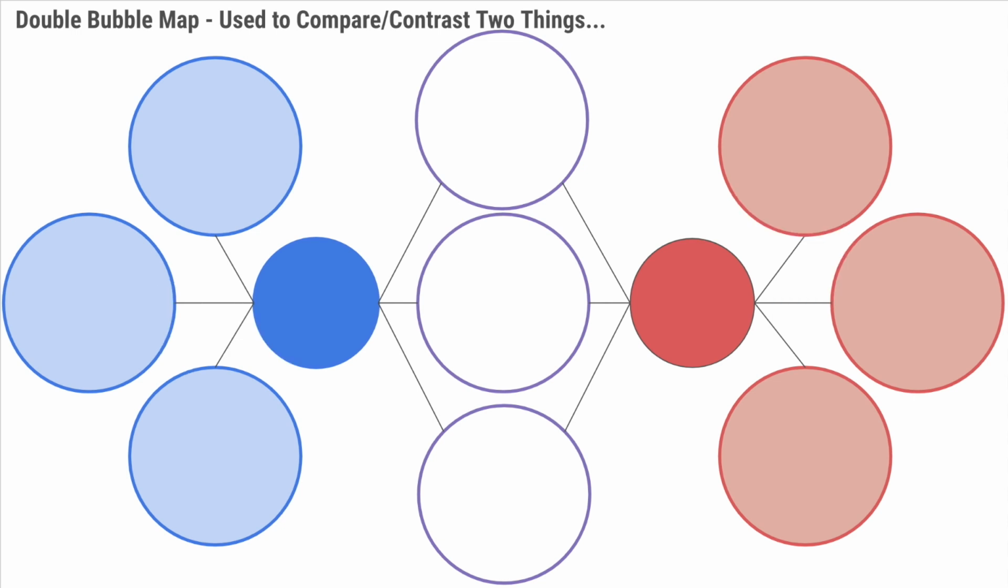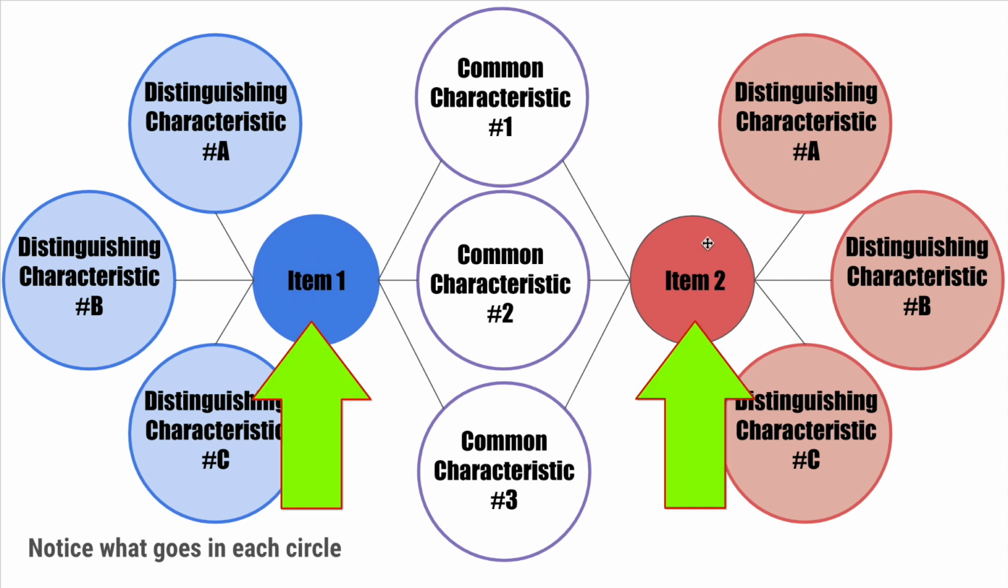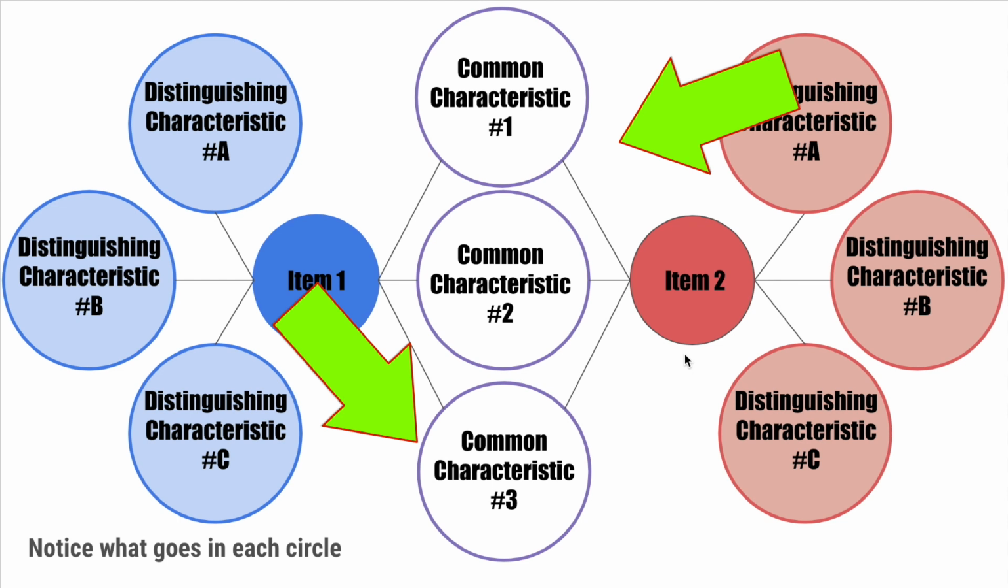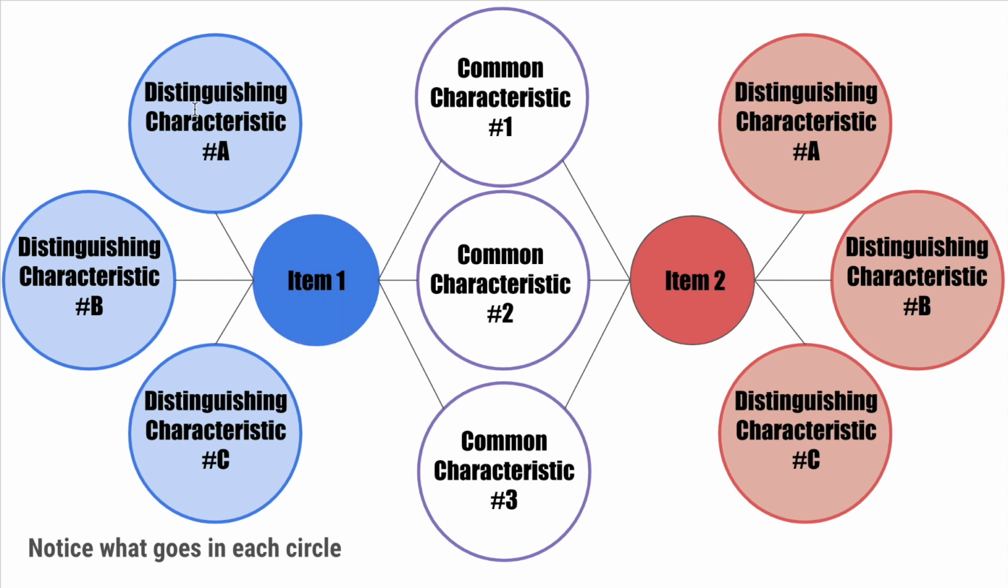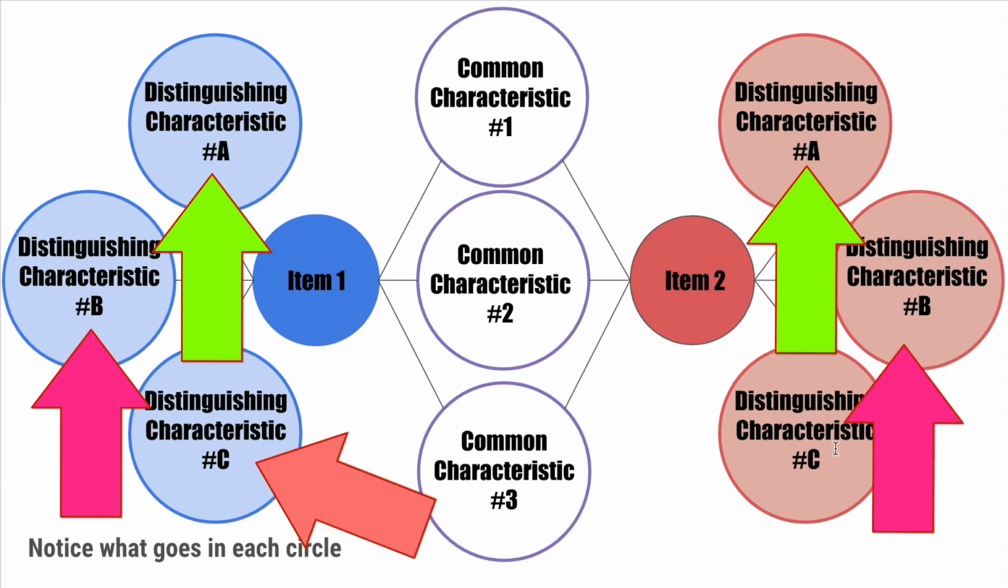As we move ahead, I'll show you what I'm talking about. Now notice on this double bubble map, where it says item 1, that would be the first thing that you're going to compare, and then item 2 over here on the right hand side would be the second thing that you are going to compare, in those blue and red circles. Those central circles are going to be the things that your two items have in common with one another. And on the edges, notice it says distinguishing characteristic A, A, B, B, C, C.